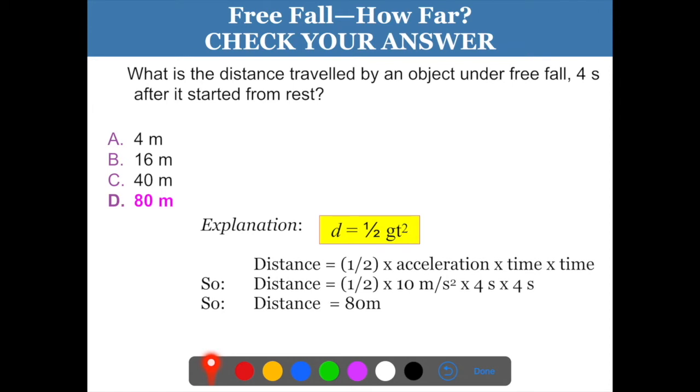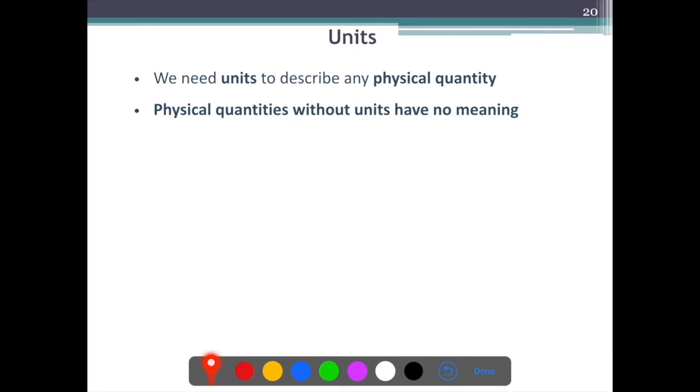And we've been calculating numbers and talking about physical quantities in physics so far, and you've noticed that every time we've calculated something, we indicate the unit. So for example, here 80 meters tells us that that's a number relating to distance. And so when describing any physical quantity in physics, units are very important.